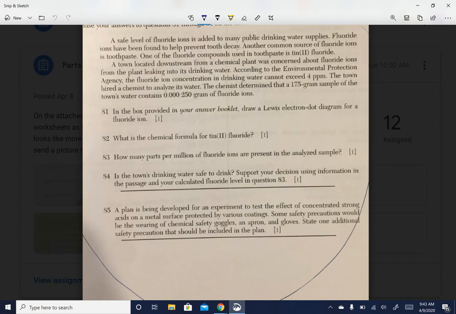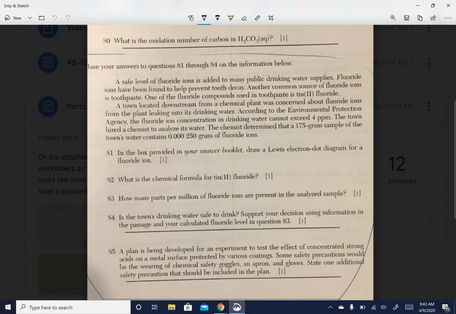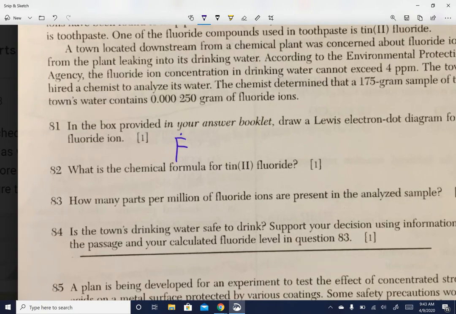Lewis dot electron diagram for fluoride ion. Well, fluorine has 7 dots: 1, 2, 3, 4, 5, 6, 7. That's F, but F minus gained 1 electron. F is 2-7, F minus is 2-8. Okay.